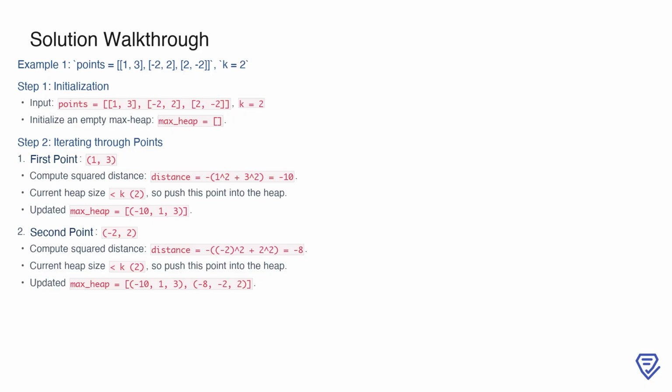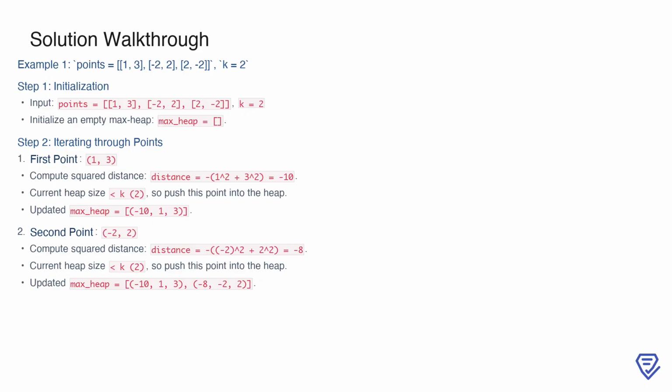To solve the problem of finding the k closest points to the origin, let's start with an example where the input points are [1, 3], [-2, 2], and k is 2. First, we initialize an empty max heap, which will help us keep track of the closest points. Next, we iterate through each point in the input.